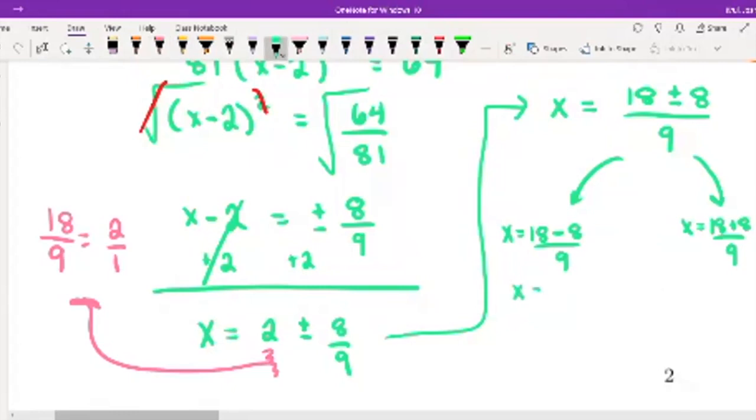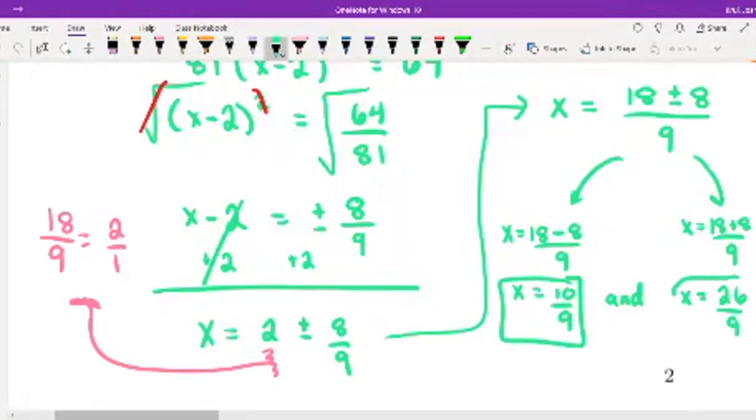So now we have x is equal to 10 over 9. And x is equal to 26 over 9. We can leave it like that.